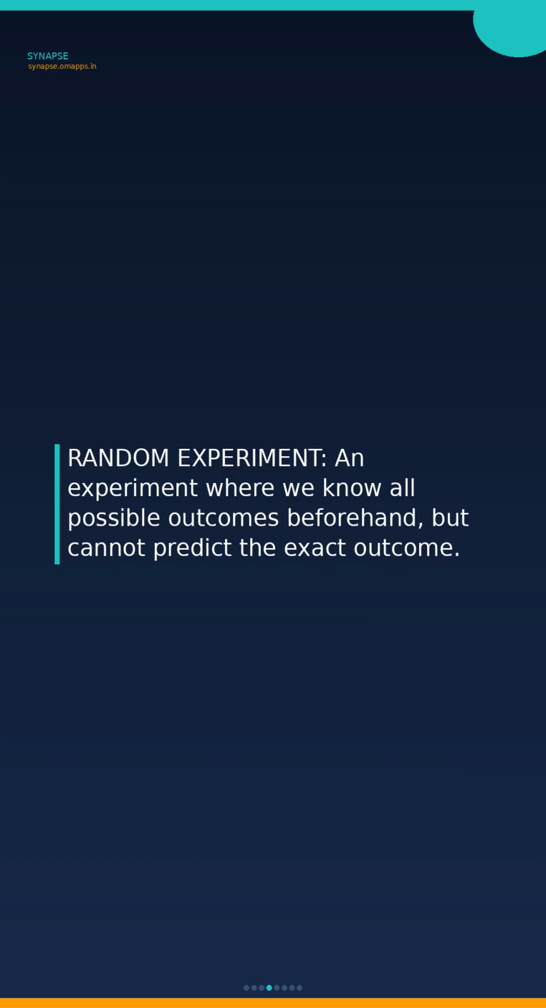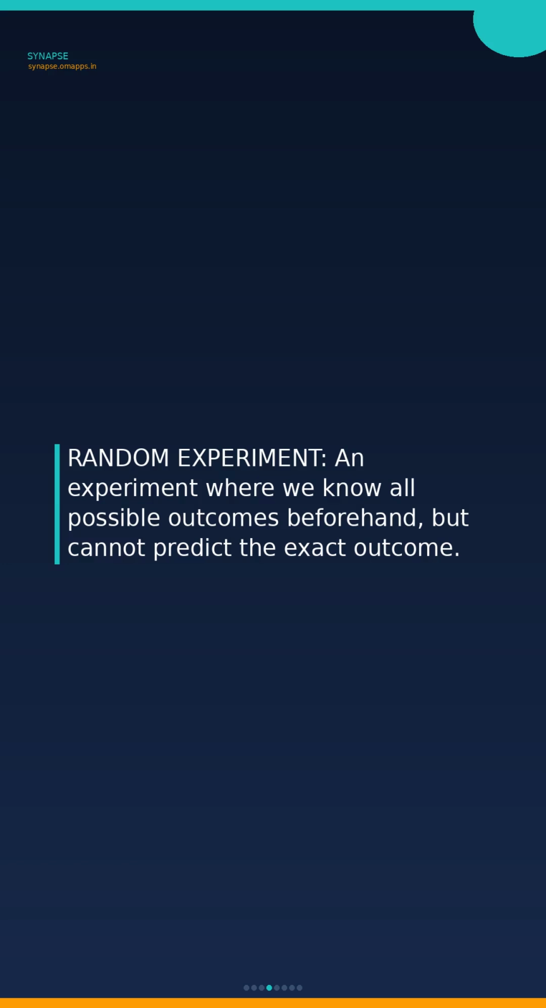Now, let's move on to something called conditional probability. This is where things get interesting. Conditional probability is the probability of an event happening, given that another event has already occurred. This is written as P(A|B), which means the probability of A given B.